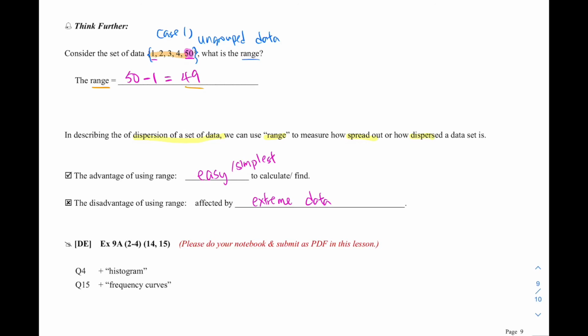Now it's your turn. Try the daily exercise. Some questions in exercise 9A. Questions 2, 3, 4 are level 1 questions, and 14 and 15 are level 2, but all of them are quite easy to calculate. Just one thing, you have to revise histogram and frequency curve. If you have any problems, you can ask me or watch the videos that I send through the Google Classroom. The videos can help you to revise the knowledge, the diagrams you have learned in junior form. Okay, this is the end of this lesson.